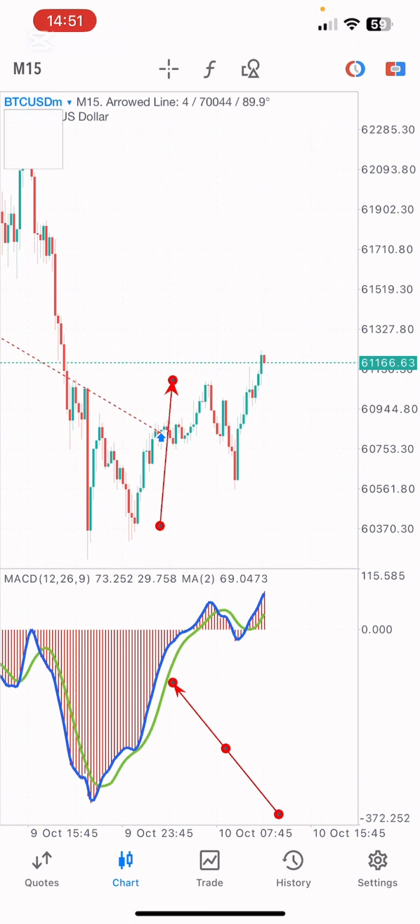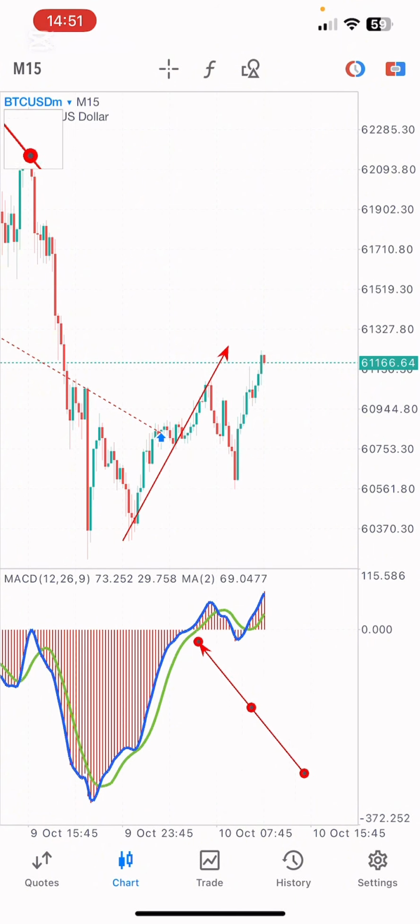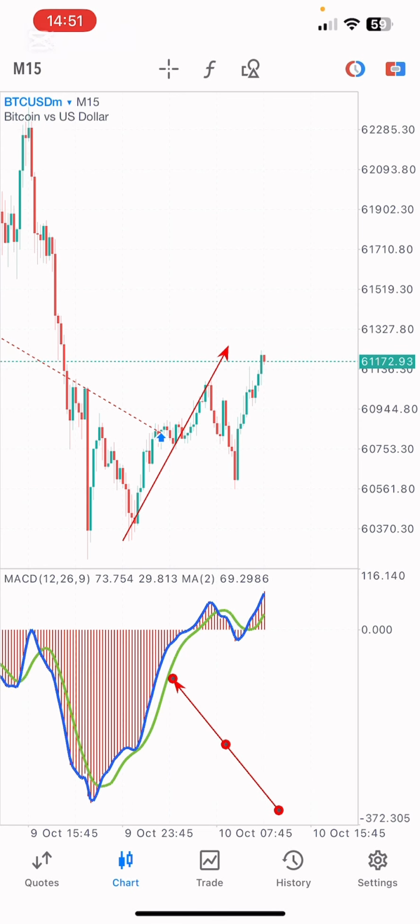The price moved up. The price moved up again. All right, so this signal line here is for our sell opportunity. Whenever the green crosses above the blue, we want to look for a sell. Now we are seeing another crossover here. Okay, so this is our histogram.